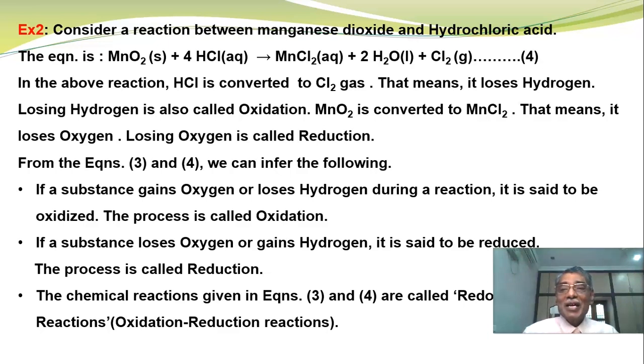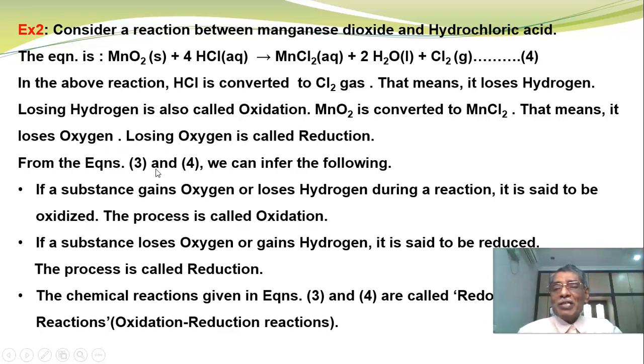The equation is MnO2 plus 4HCl gives rise to MnCl2 aqueous plus 2H2O plus Cl2. In the above reaction, HCl is converted to Cl2 gas. That means it loses hydrogen. Losing hydrogen is also called oxidation. MnO2 is converted to MnCl2. That means it loses oxygen. Losing oxygen is called reduction.